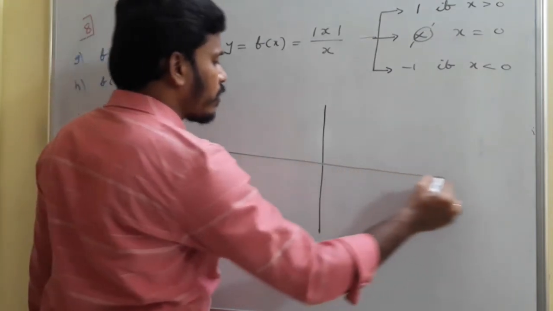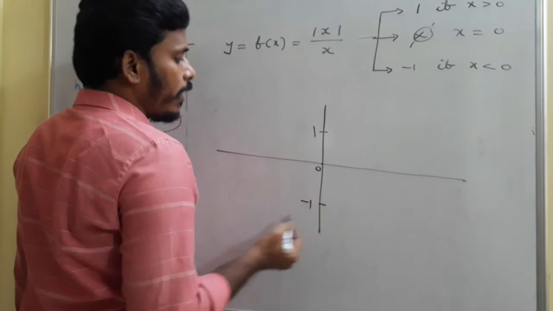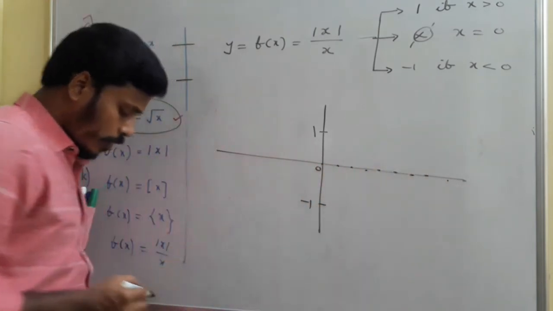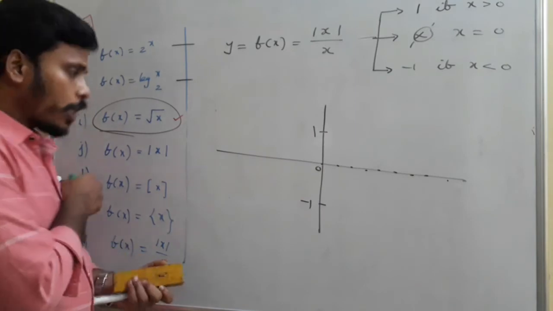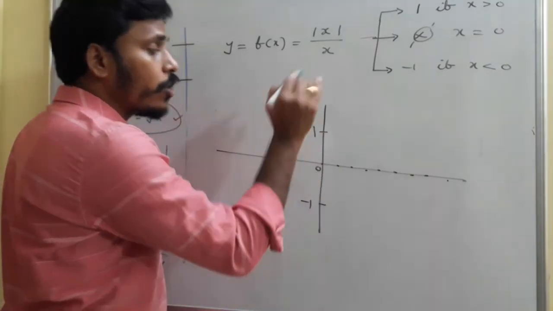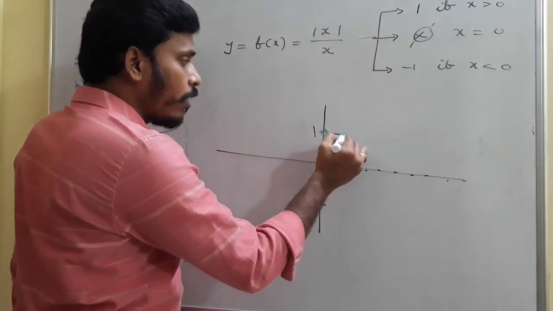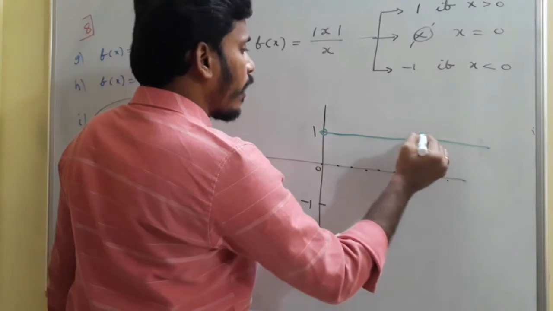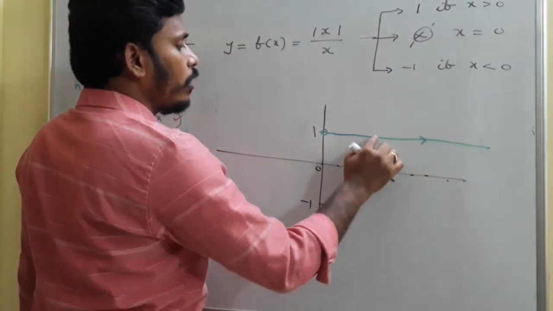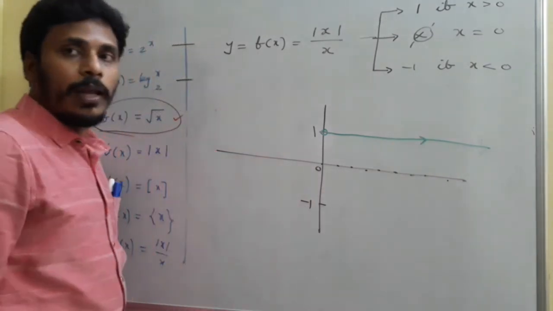Then if you wish to sketch the graph, this is 0, this is 1, this is minus 1. For all the numbers in the positive region of x, your output is just 1. At 0 it is not 1, so only at 0 you take an open circle. From there, you indicate a line. For all these x values, your answer is 1: for 3, 1; for 4, 1; for 5, 1; for 5.5, 1, like that.